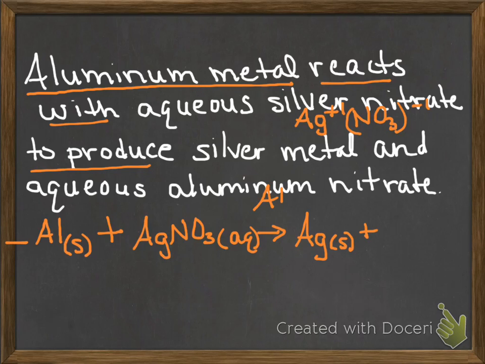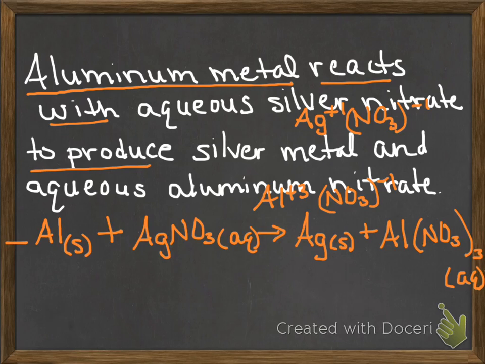So we've got aluminum. If we look, aluminum's in group 13, so that's +3. Nitrate is NO3 -1. If we crisscross those, we get Al(NO3)3. Don't forget, it's aqueous. Okay, now, is this thing balanced? Not quite, because I've got 3 nitrates over here, so I would have to put a 3 here and a 3 here, and now it's balanced.